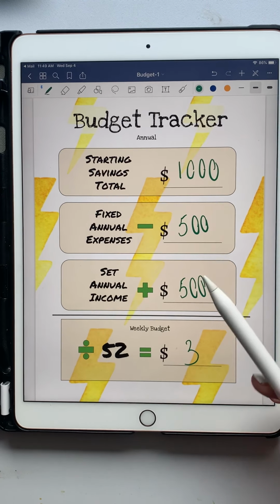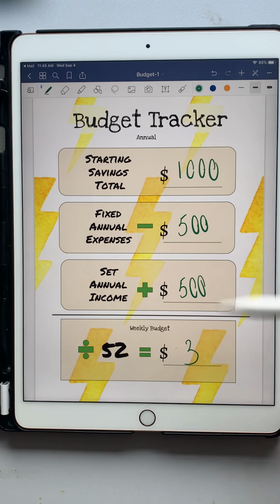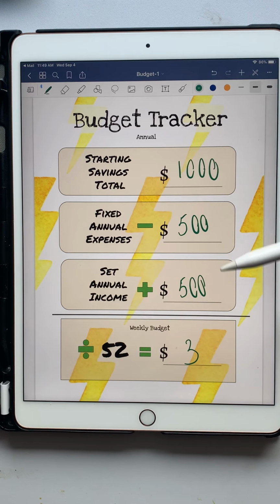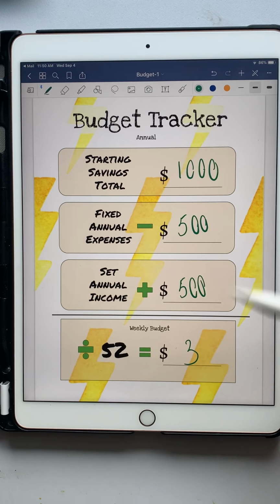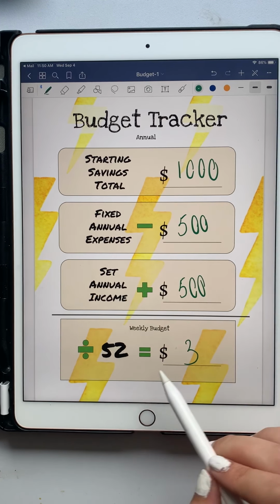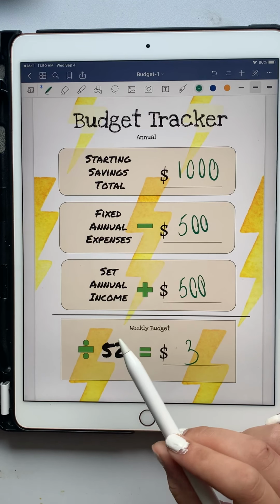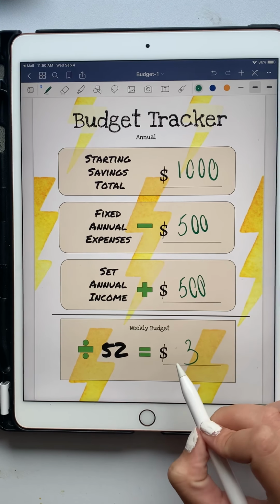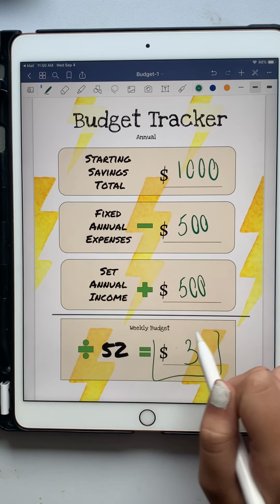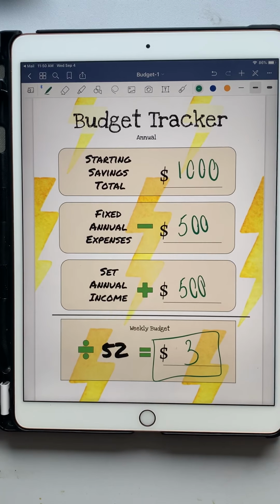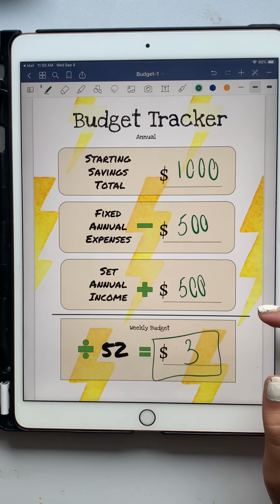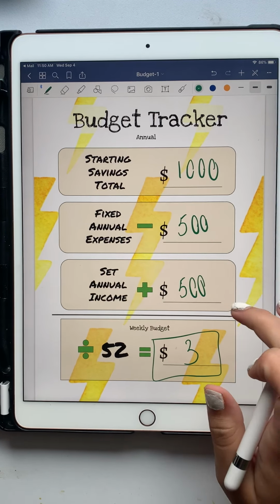But this would be what you could spend every week if you were just looking in a whole term and you're not trying to save anything or put anything to the side. But if you wanted to spend all the money that you had in 52 weeks, for an entire year, you would spend $3 a week. So that was really important to me, to know how much I can spend and make it through a whole year of time. So this is the budget tracker annual.